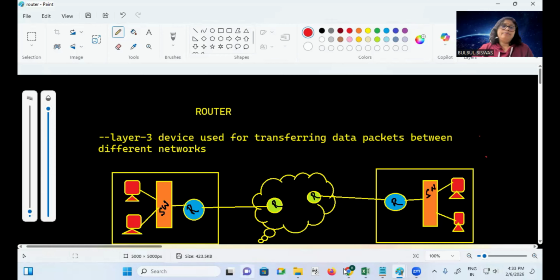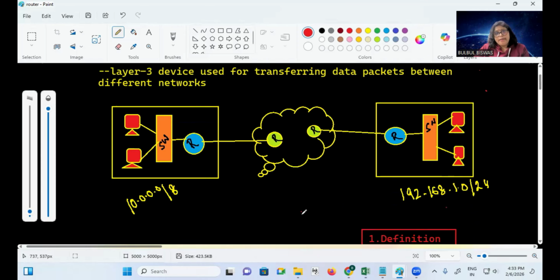In the previous video you saw that I discussed the hub and switch, and today it's the router. You can say this is the formal definition: a router is a layer 3 device, that is, the network layer device of the OSI reference model. And what is the use of this device? The use of this device is forwarding data traffic from one network to another network.